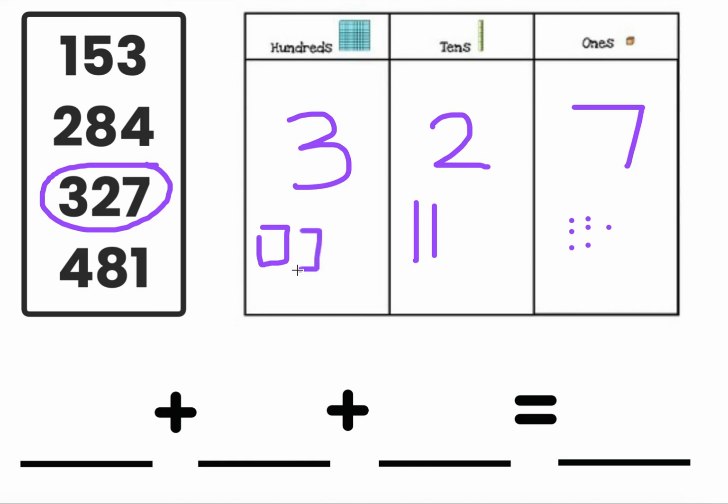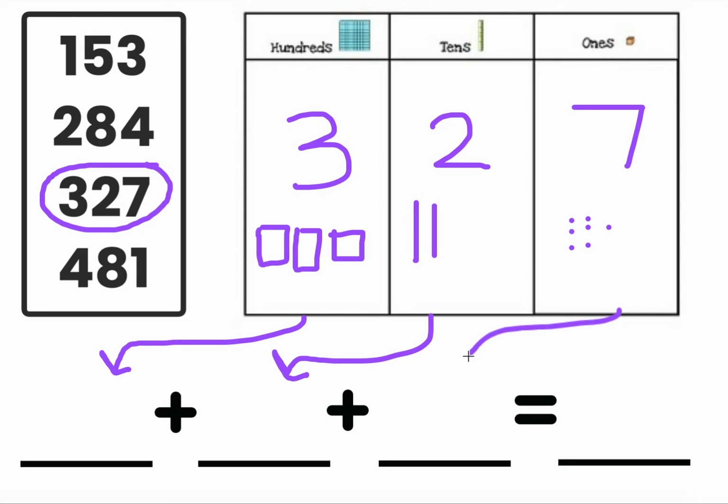Remember, it doesn't have to be super perfect. All right, so now I have 327. My place value matches my standard form, and I have my pictures to go with it. Now I can start bringing them down into expanded form. So remember, we're not just going to bring down the 3, we're going to bring down the 300s because the 3 is in our hundreds place. So we're going to bring down 300.